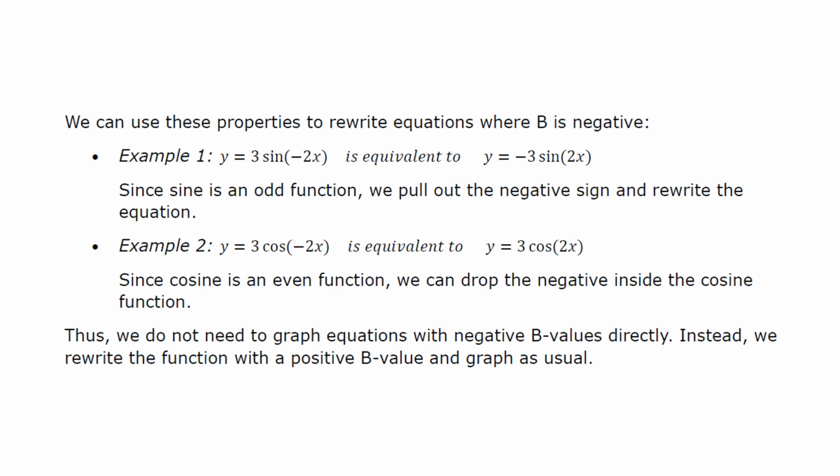Now, if we have y equals 3 cosine negative 2x as in example 2, this would be equivalent to y equals 3 cosine 2x. So in this case, since cosine is an even function, we can drop the negative inside the cosine function. So thus, we do not need to graph equations with negative b values directly. Instead, we can just rewrite the function with a positive b value and then graph as usual.